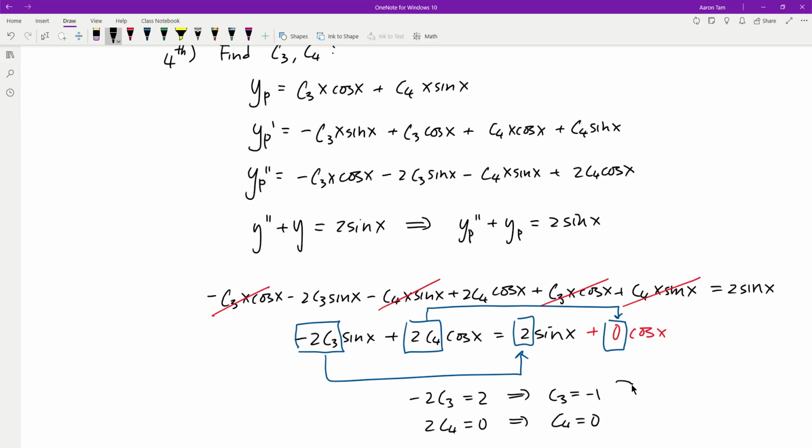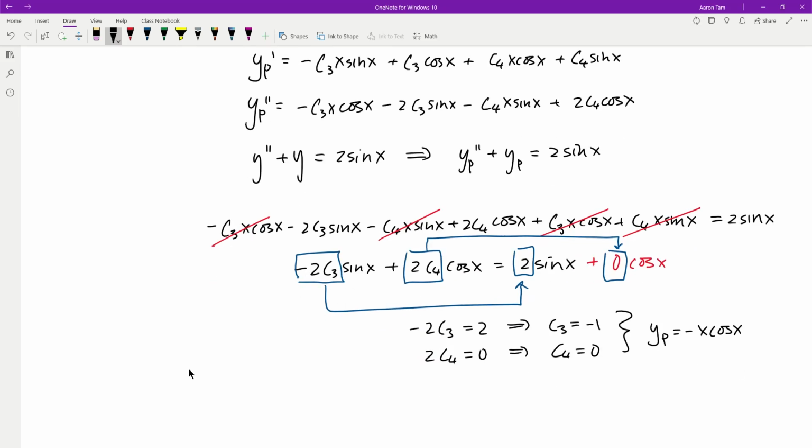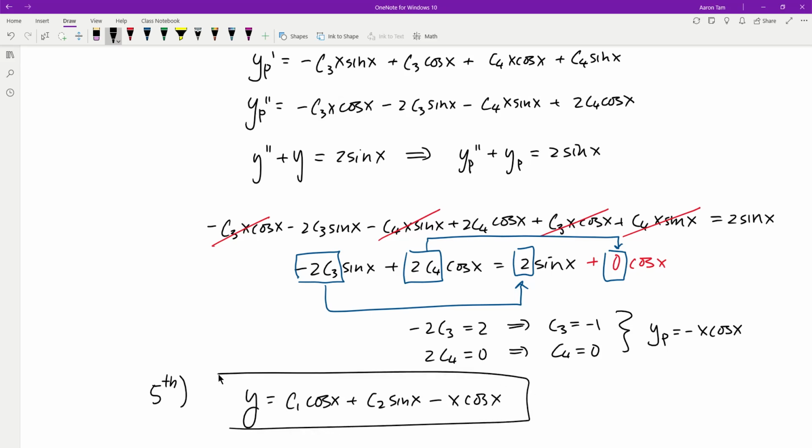So combining this together tells me that y sub p should equal negative x cosine x plus 0 x sine x, which I'm not going to write. And so finally, we can conclude our solution in this case is y equals c1 cosine x plus c2 sine x minus x cosine x. There you go. Unfortunately, that's all the time I got.